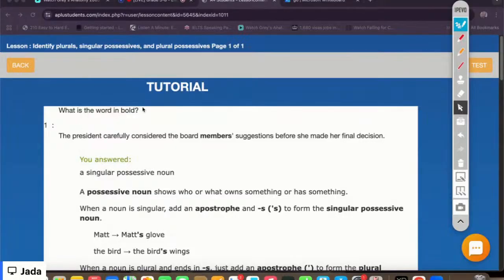All right. So, what is the word in bold? The president carefully considered the board member's suggestion before she made her final decision. So, this is the word in bold, and this is what? A singular possessive noun. Okay.